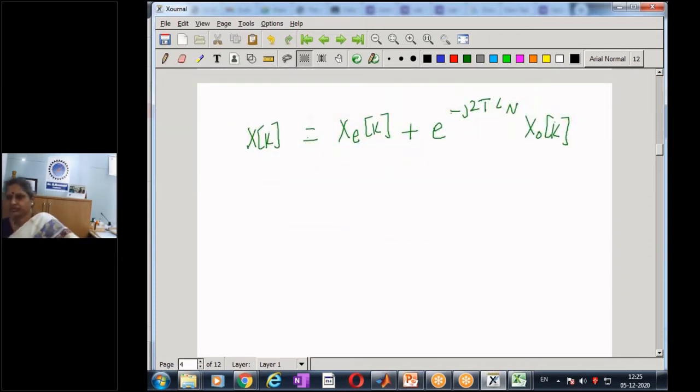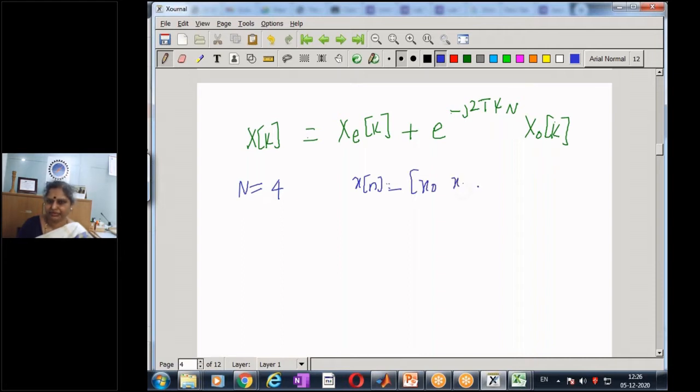So this is what we have. For example, let's take an example. Let us say n equal to 4, just for simplicity and for convenience. Then what happens to my x of n? My x of n is going to have 4 terms: x0, x1, x2, and x3.